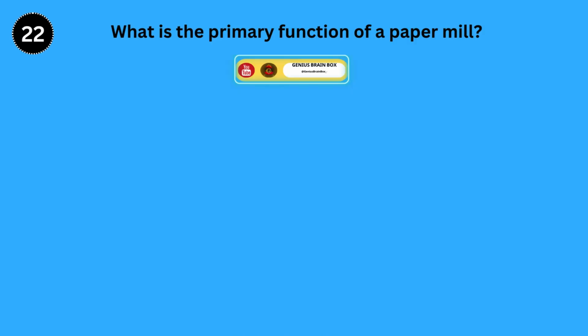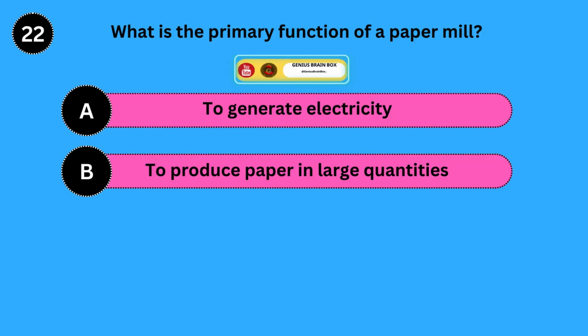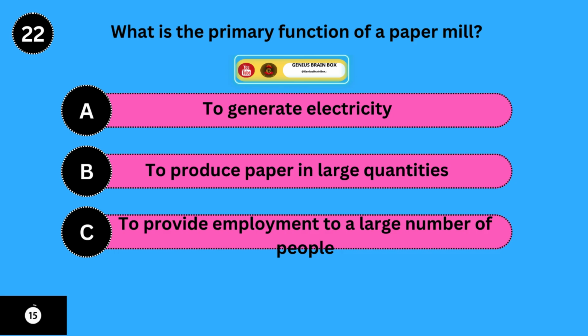What is the primary function of a paper mill? Option A. To generate electricity. Option B. To produce paper in large quantities. Option C. To provide employment to a large number of people.